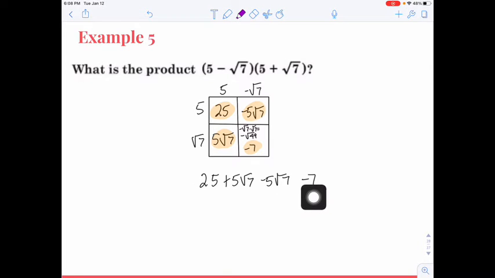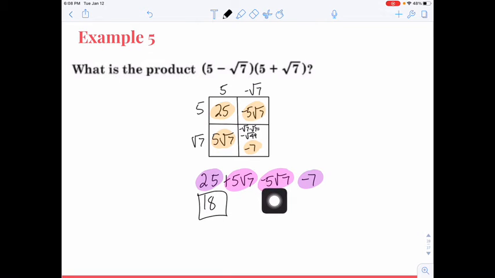We have two constants and two square roots with the same radicand of 7. 25 minus 7 gives us 18, and then we have 5 radical 7 minus 5 radical 7. Notice we have a positive 5 and a negative 5. Those are actually going to undo each other and give us 0. So we would have 18 plus 0, but that's just 18. This may look familiar to you.